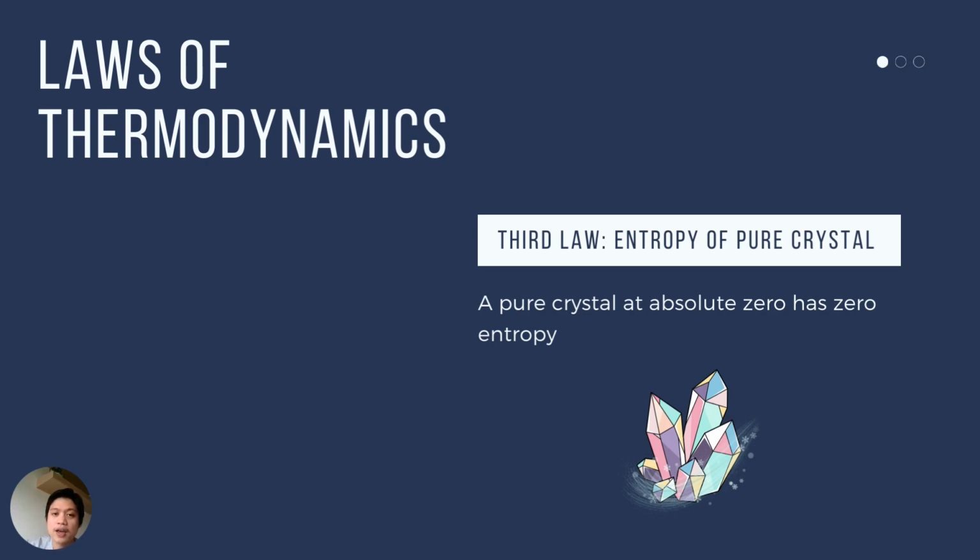So the third law again is the entropy of a pure crystal. A pure crystal at absolute zero has zero entropy. It is perfect. It's not moving. It's the most organized as it can be.